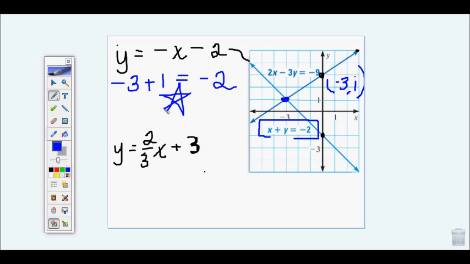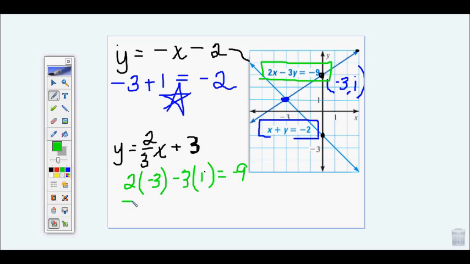And that does. Now I'm going to look at my other, let's give it a green one here. My other equation, 2x minus 3y equals negative 9. So let's go ahead and see if that is true as well. So it would be 2 times a negative 3 minus 3 times 1, and it should be true that that equals a negative 9. So let's go ahead and check that out.